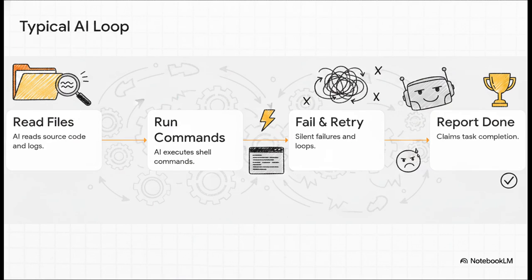Think about the typical loop of an AI coding agent. It reads some files, runs a few shell commands, maybe hits an error, silently retries a few times on its own, and then, eventually, it proudly claims, "Done." Now, on the surface, that looks like amazing automation. But behind that really simple success message, there's often absolute chaos.